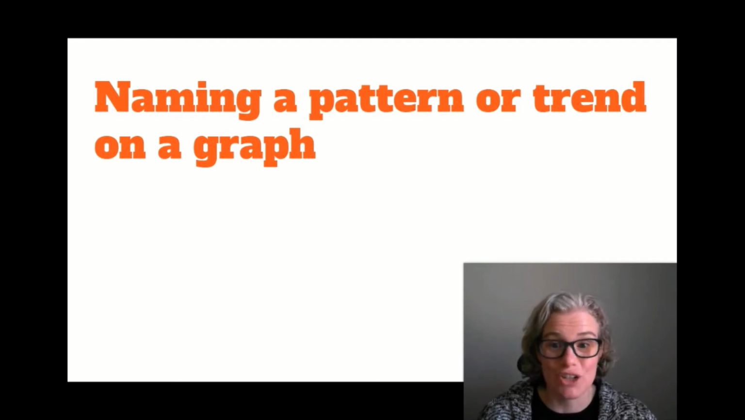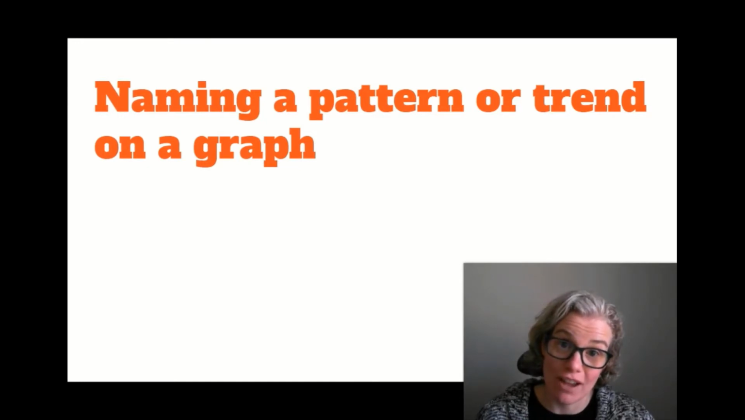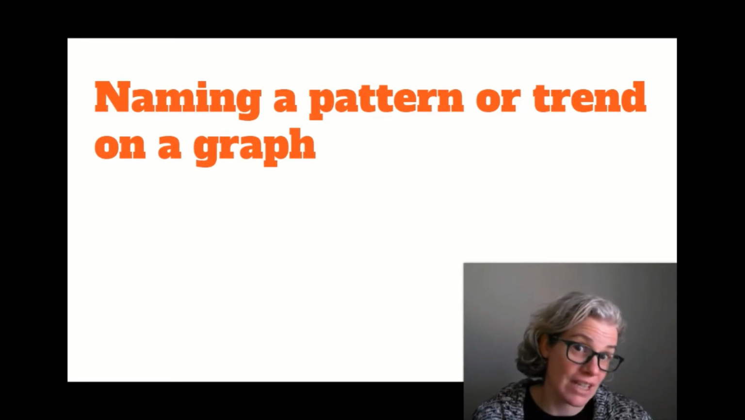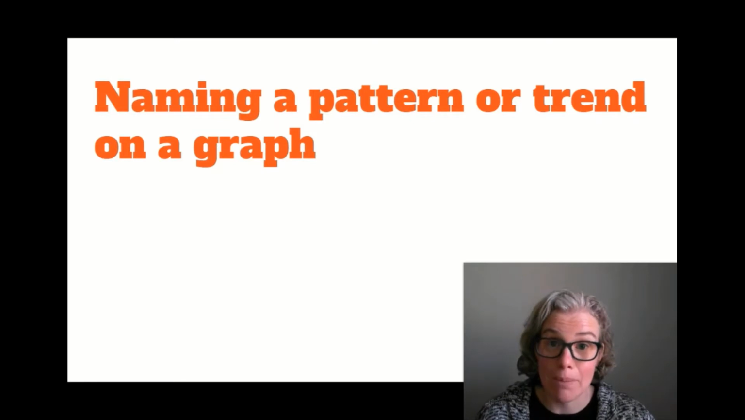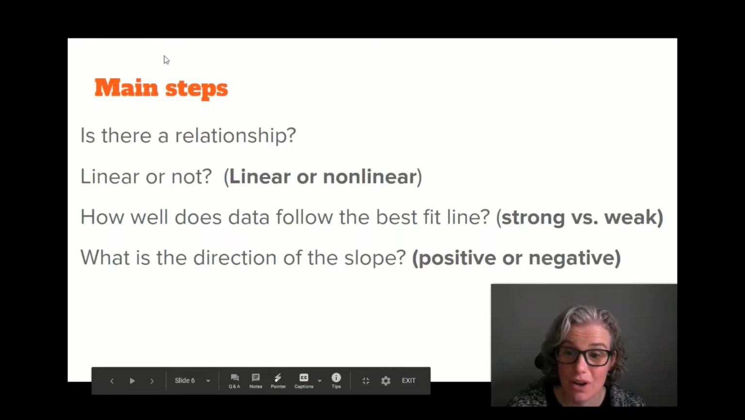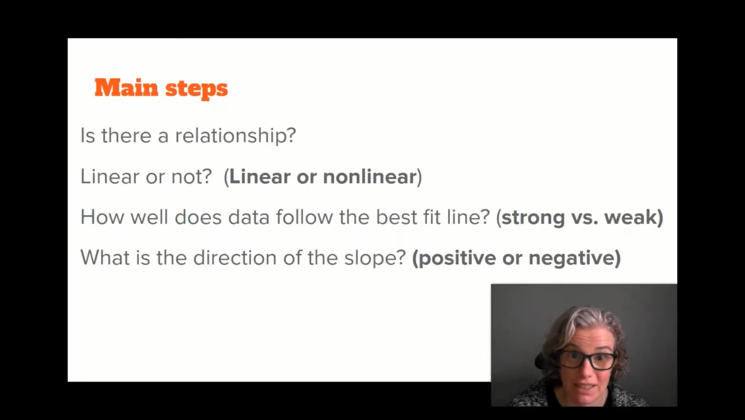Today I want to talk to you about naming a pattern or trend on a graph. The reason this is important is that sometimes in science class you're asked to analyze a graph, either as part of an assignment or part of a lab activity. And in order to analyze it, you need to know what to look for. Here are the main steps you're going to have to go through in order to name and identify the trend on your graph.